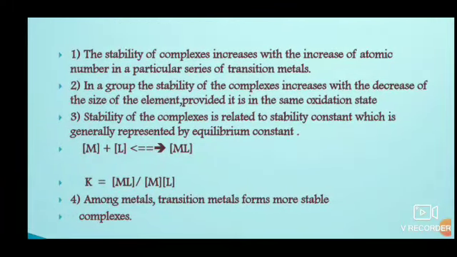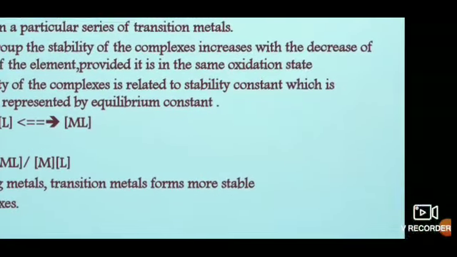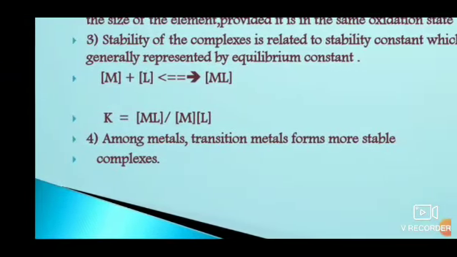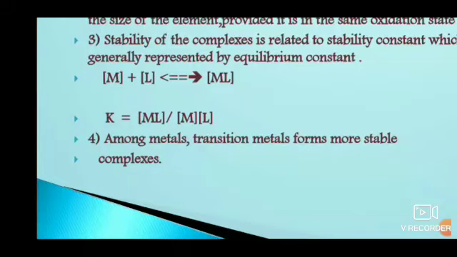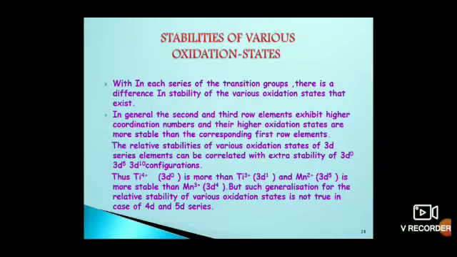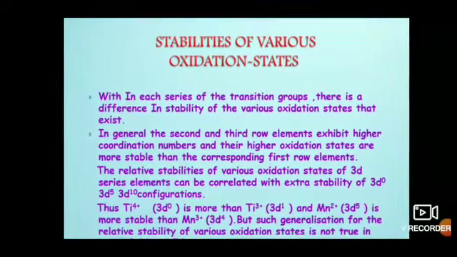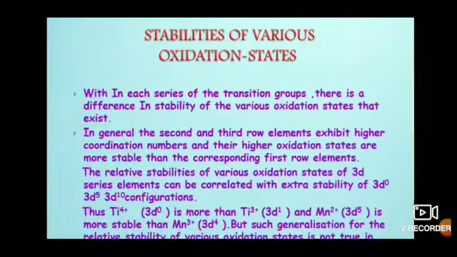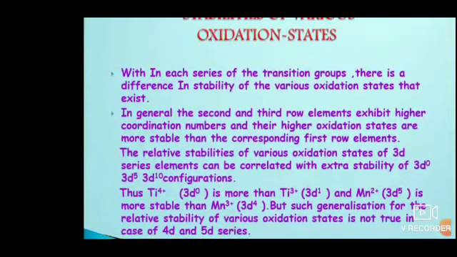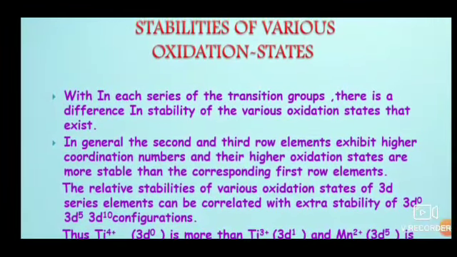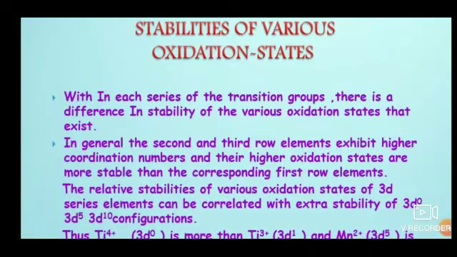And the next one, it's an important one: among all the metals present in the long form of the periodic table, transition metals form more stable complexes. And the last one is stabilities of various oxidation states. So we have studied earlier that transition metals or d block elements exhibit variable oxidation states. So among the variable oxidation states, how the stability varies is studied here.